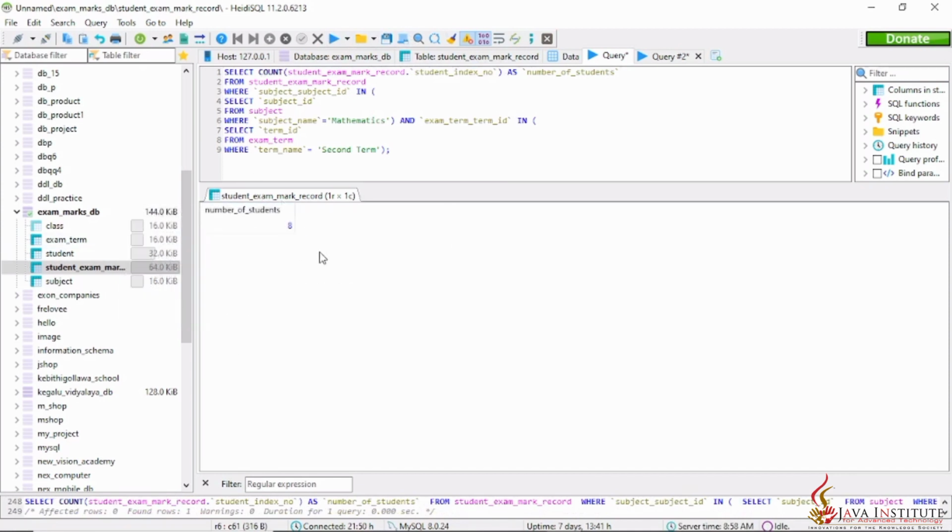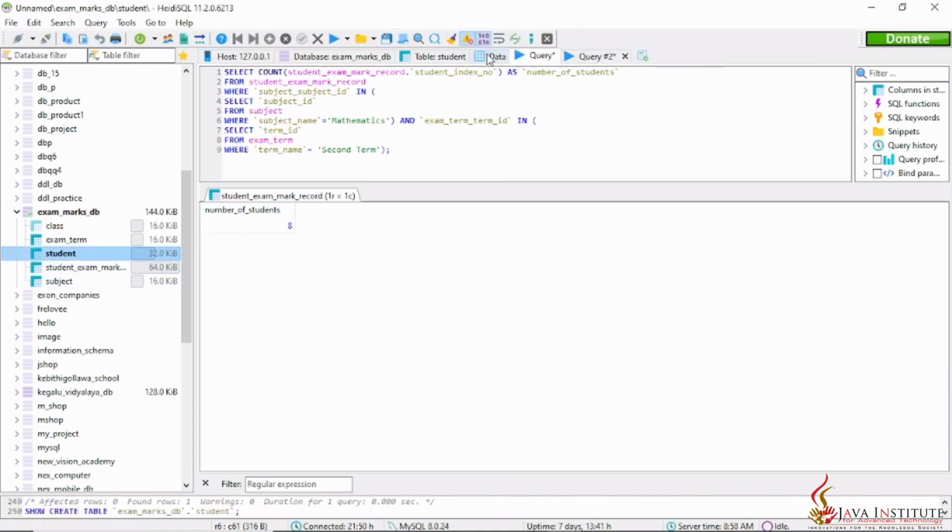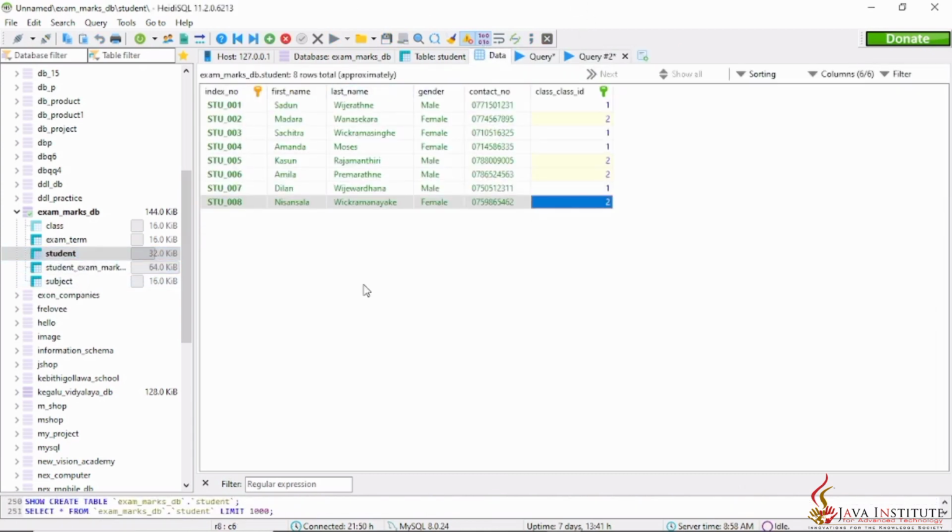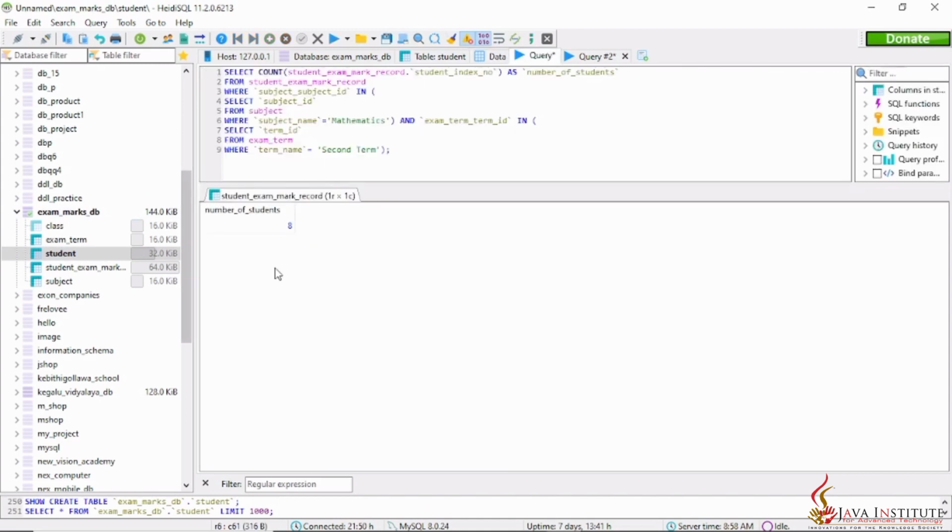So it says that all the students in the student table are here. In the student table, it says there are only about 8 students now. So here it says that all the students have sat for this second term mathematics subject.